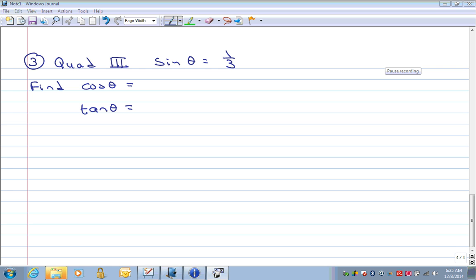All right, in this third example, they give us what quadrant we're in, so that's a hint to build our triangle. They also tell us sine is 1/3. Sine usually in our special angles would be 1, -1, 0, undefined, the square root of 3 over 2, or 1/2. So that's not one of those values, so we will be building a triangle.